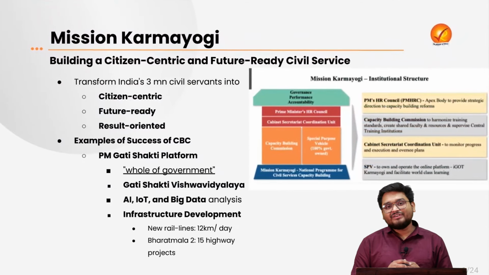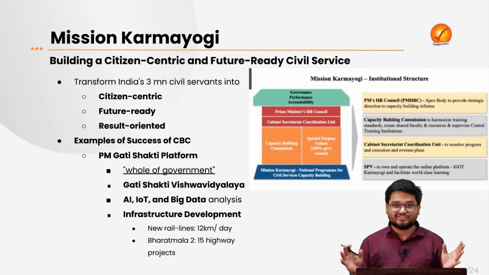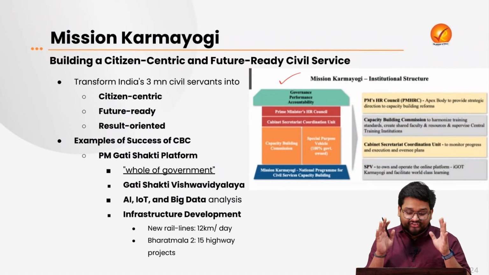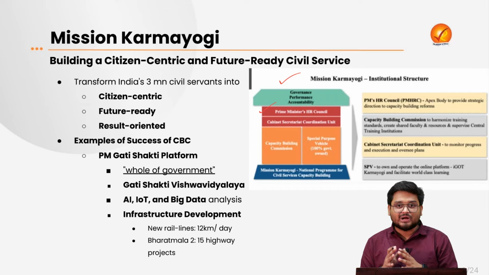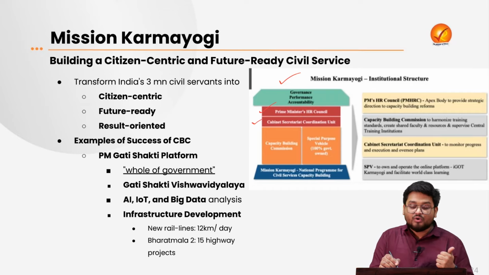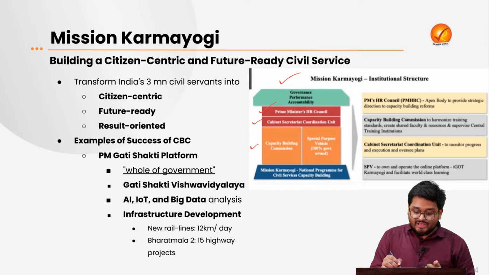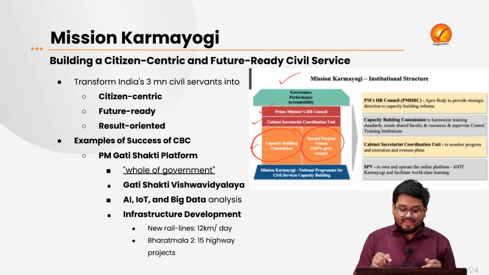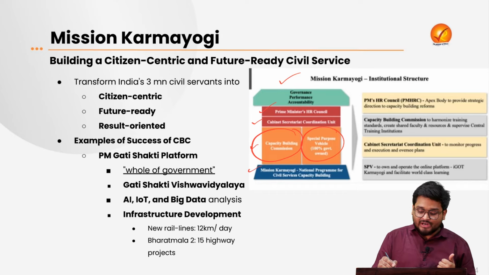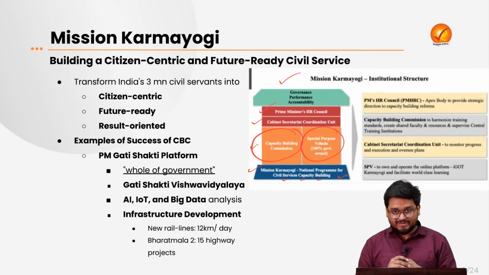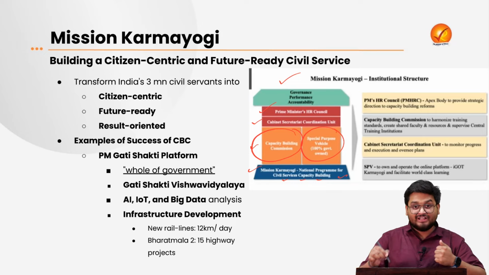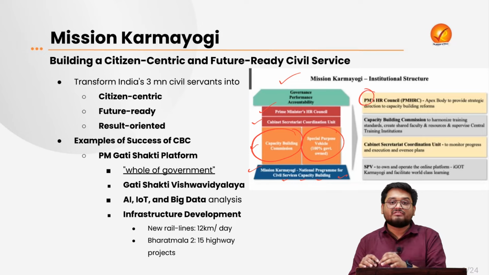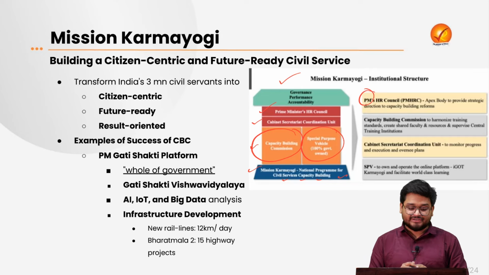Now here, when we're talking about building a citizen-centric and future-ready civil services, this Mission Karmayogi has a structure for that. This entire structure, at the head, is the Prime Minister's HR Council. It is followed by the Cabinet Secretariat Coordination Unit. Under the same, we have the Capacity Building Commission and the Special Purpose Vehicle, which is also 100% government-owned. At the very end, we have the National Program for Civil Services Capacity Building, right? Now here, we understand this is the hierarchy, the structure, of how this Mission Karmayogi will be delivered. And here, the Prime Minister is directly involved in this particular aspect, right?